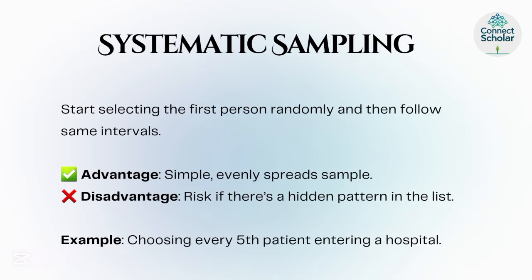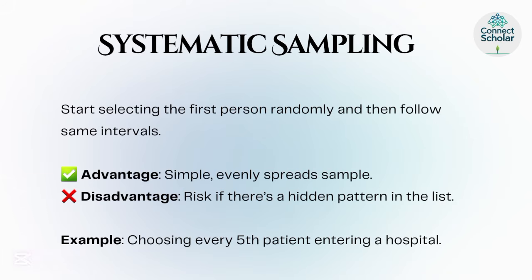Next is systematic sampling. In this type of sampling method, you start selecting the first person randomly and then you follow same intervals between the individuals. Let's suppose you have to pick 10 individuals visiting a hospital and the total number of patients visiting the hospital was 50. Now, to perform a systematic sampling technique, you have to divide 50 by 10 and the answer would be 5. And in this case, you have to choose every 5th patient entering the hospital.